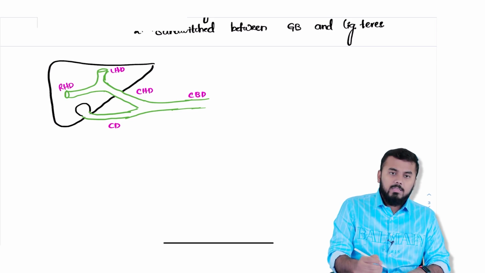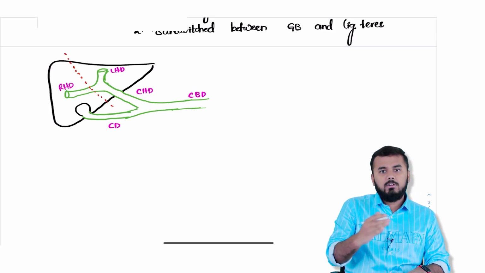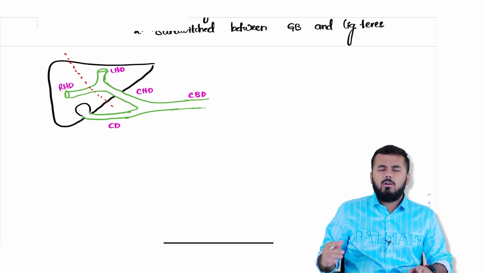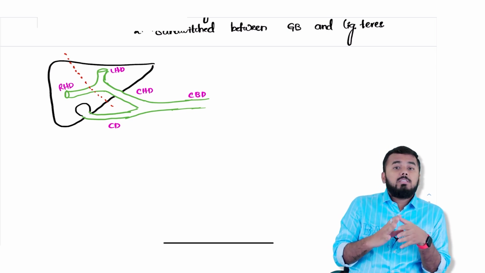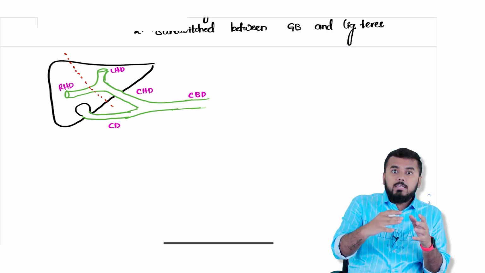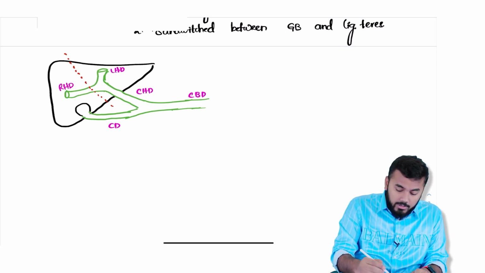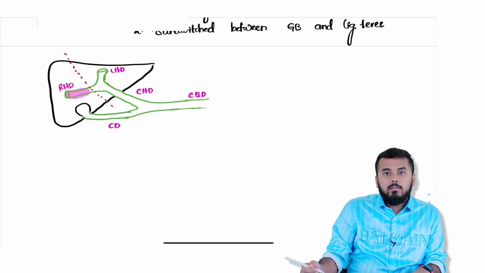For example, if I divide this liver into two halves, let us say the right side of the liver and the left side of the liver, surgical or anatomical, whatever it is, right? So what are the segments on the right? 5, 6, 7, 8. All these 5, 6, 7, 8 segments drain into this part. Look here, they drain into this right hepatic duct.